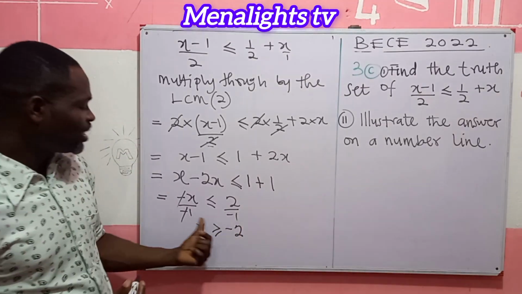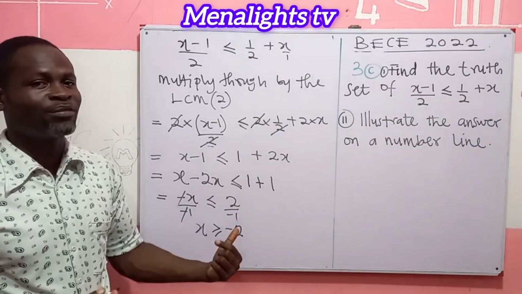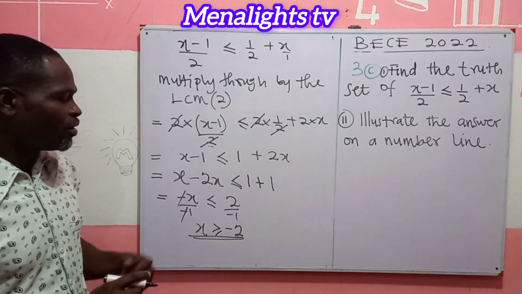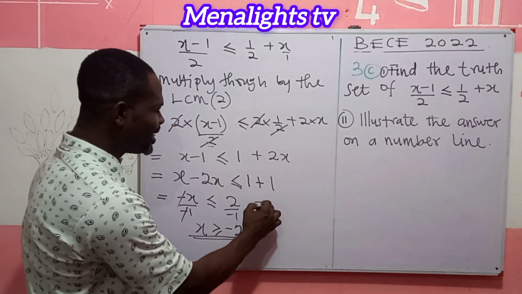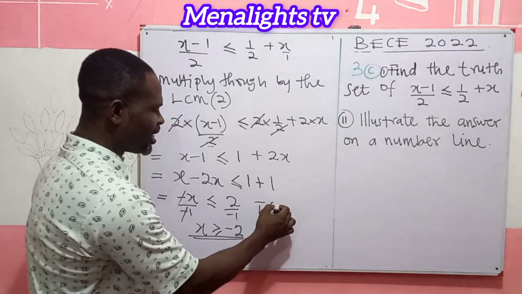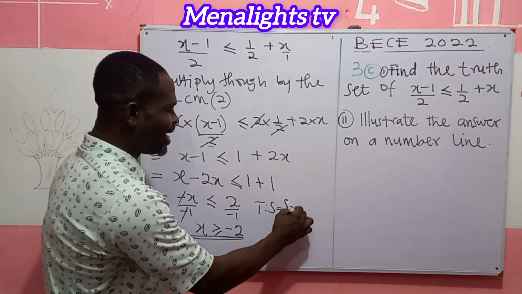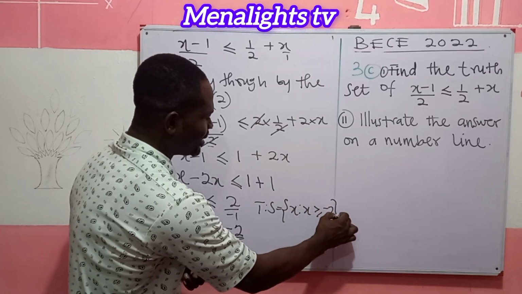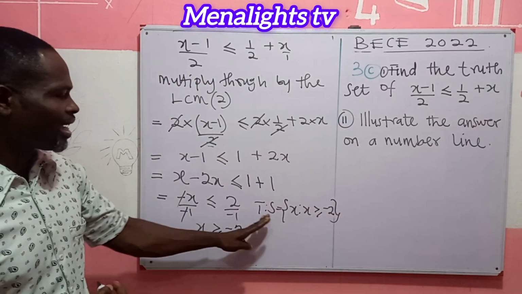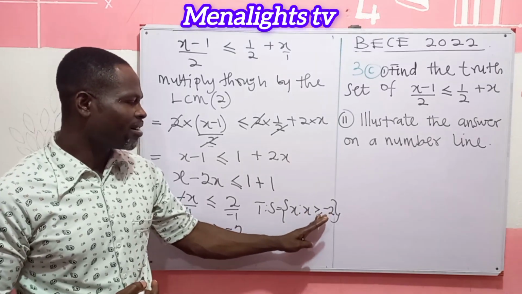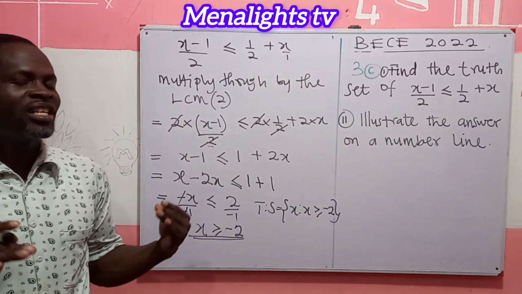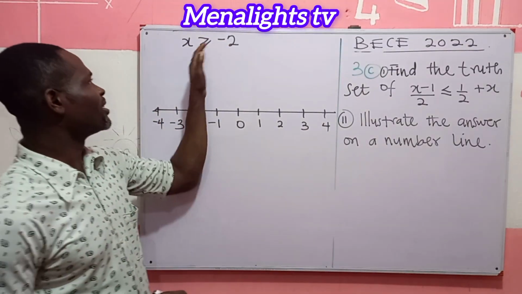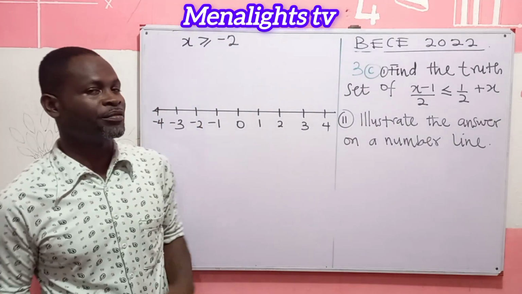The reason being that since we divided by a negative, the sign has to change. So this is the result that we have. With truth set, we say T(x), which is the truth set, is equal to {x : x is greater than or equal to negative 2}. That is the truth set. We have the value of x as x is greater than or equal to negative 2.